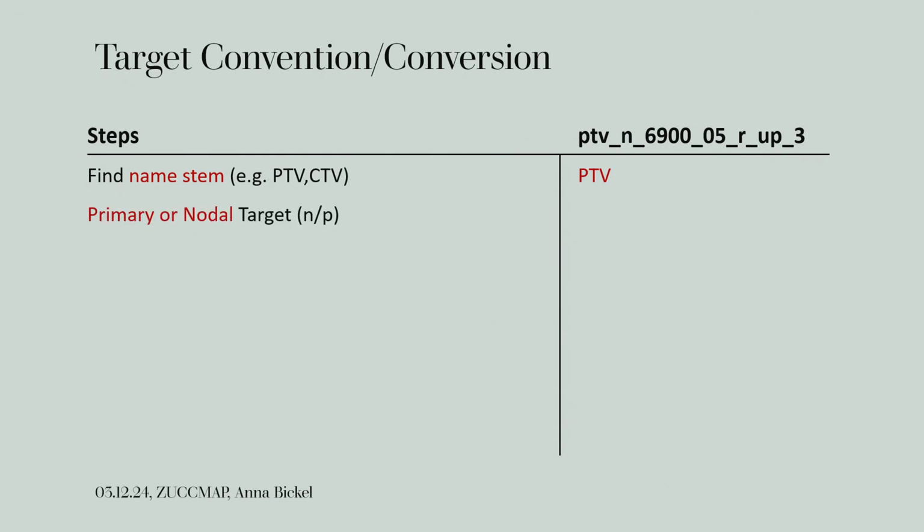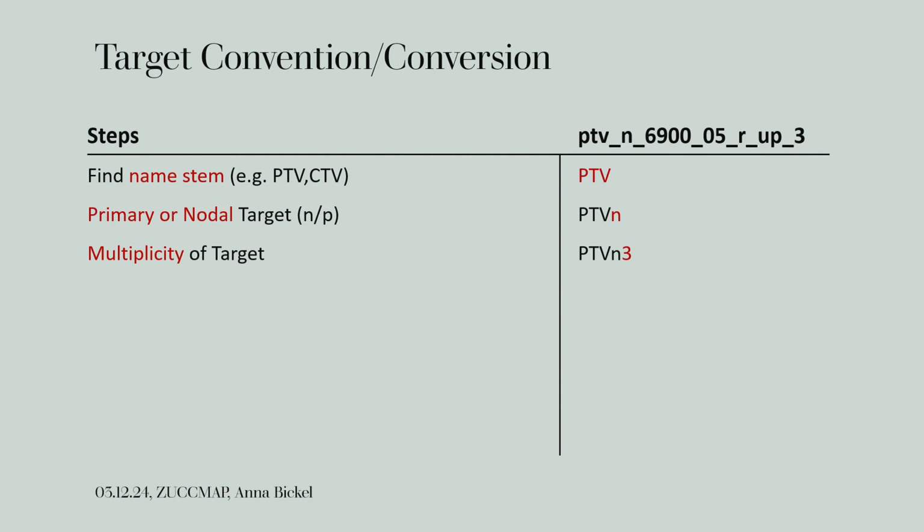The next thing, we have to identify if it's a primary or a nodal tumor, and we abbreviate it with N or P. So we add a small n or a small p here. We see the N, which probably indicates that it's nodal, so PTVN. The next thing is the multiplicity, because if we know it's a nodal target, it should have a multiplicity of at least 2. At the end, we see the 3, which indicates it was the third target in this patient. So we add the 3.